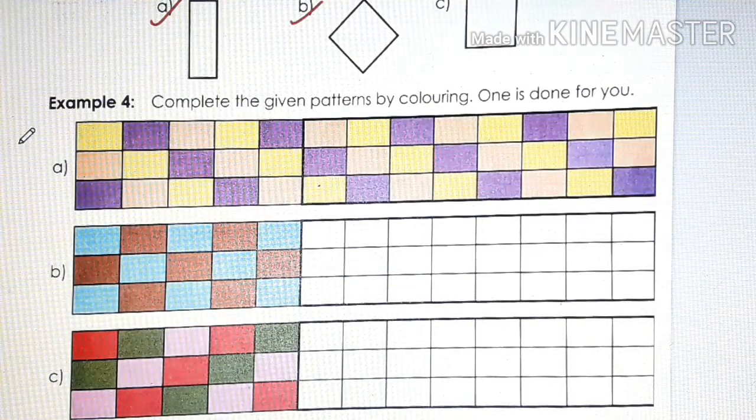So next, complete the given pattern by coloring. So children, you can see what colors are used here. Blue and brown. Blue, brown. Blue, then after that followed by brown. Okay children, so you can put the colors to complete the pattern.